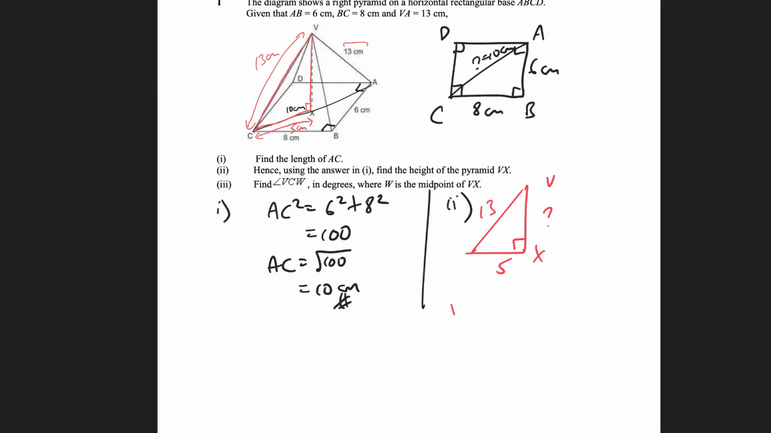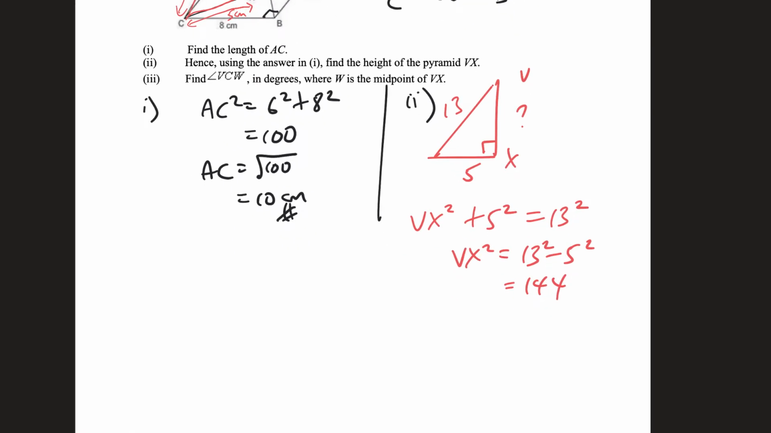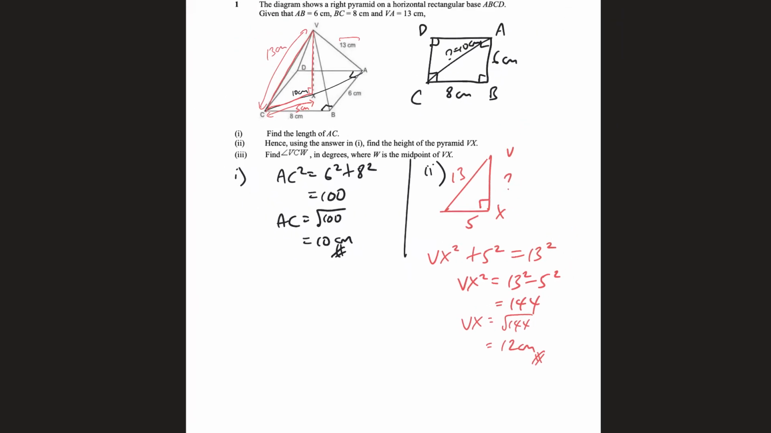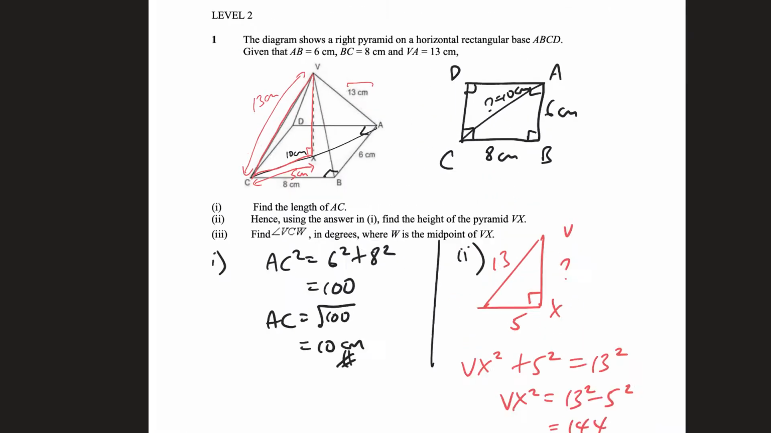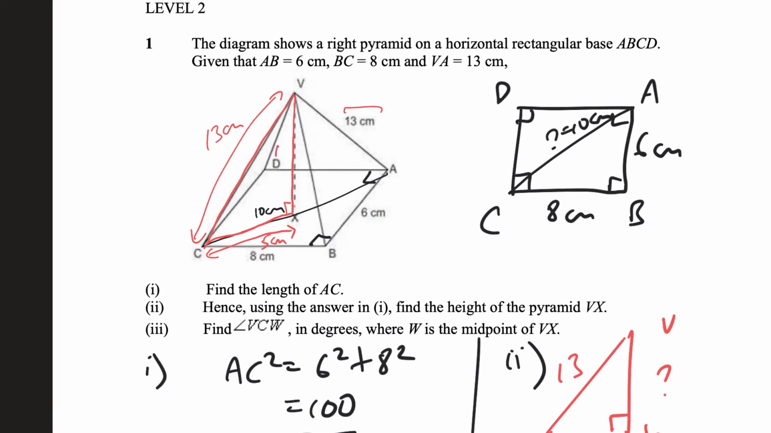So we can say VX squared plus 5 squared, Pythagoras theorem again, equals 13 squared. VX squared is therefore 13 squared minus 5 squared, which is 144. VX squared is 144, so VX is 12 cm. That's it. So this height is actually 12 cm.